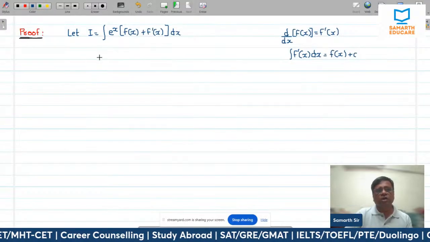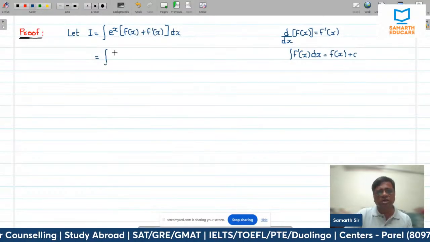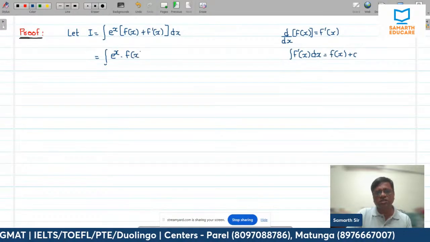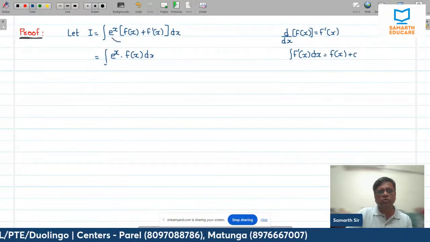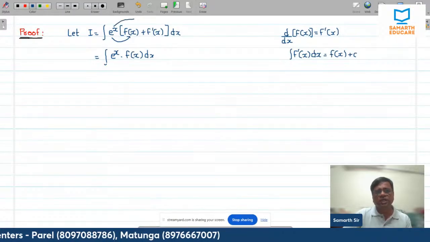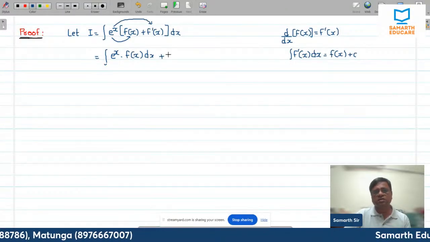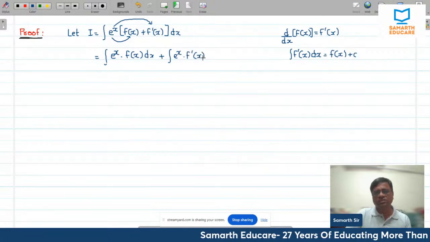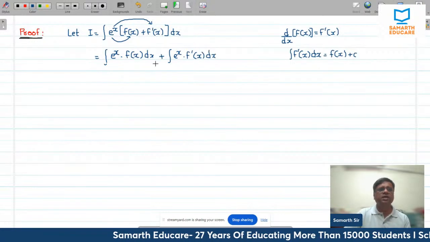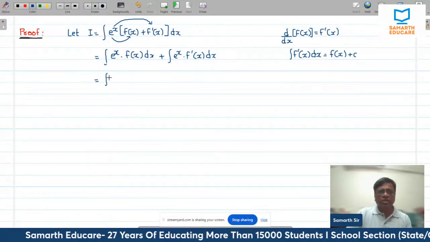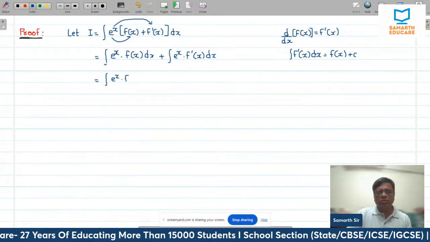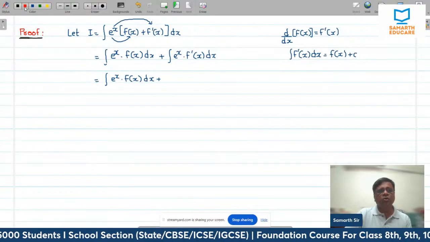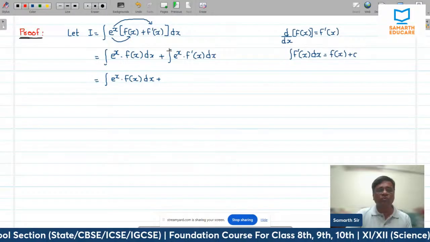Alright, now if I separate this, multiplying and separating, e raised to x into f of x dx. e raised to x into f of x dx. Now the second part is e raised to x into f dash of x. Alright, now let me take you through this e raised to x into f of x dx. This I'm keeping as it is now. Okay, now you want this to be proved with the help of by parts.